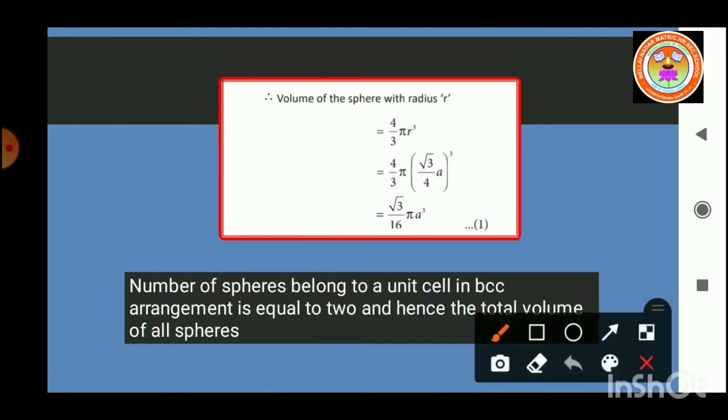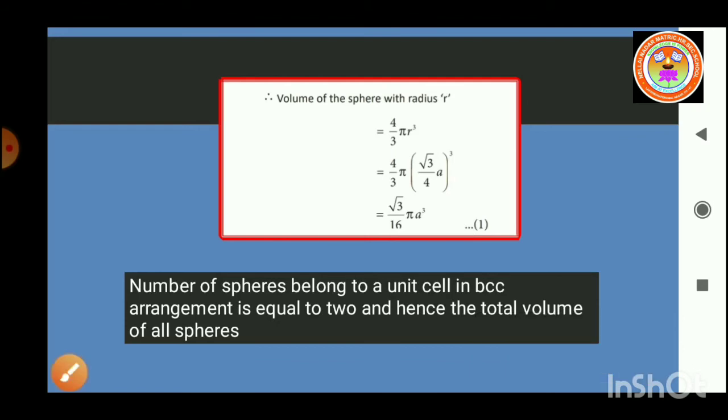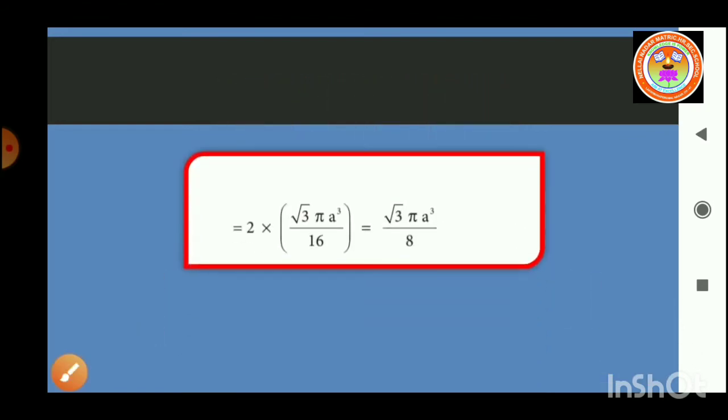And see here, the number of spheres belonging to a unit cell in BCC arrangement is equal to 2. In SC it is 1, but in BCC it is 2. So hence the total volume of all spheres, we multiply it by 2. So see here, next step.